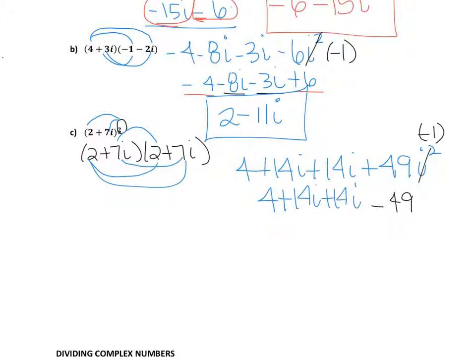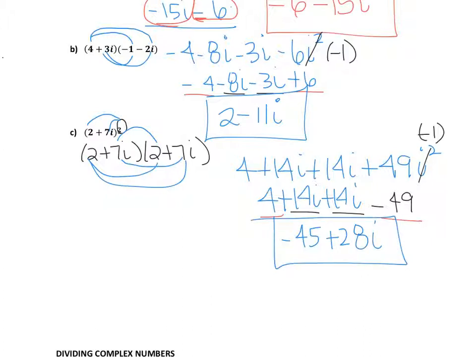Now I can combine like terms. So I'm going to combine my numbers. 4 minus 49 is -45. And 14i and 14i make positive 28i. And we're done. Make sure that it's in A plus BI form. A plus BI. And it is. So we can be done with the problem.